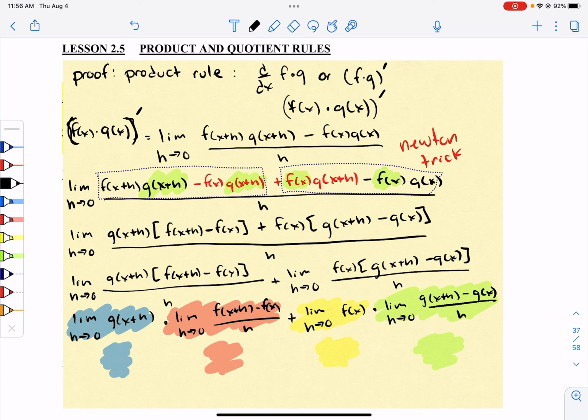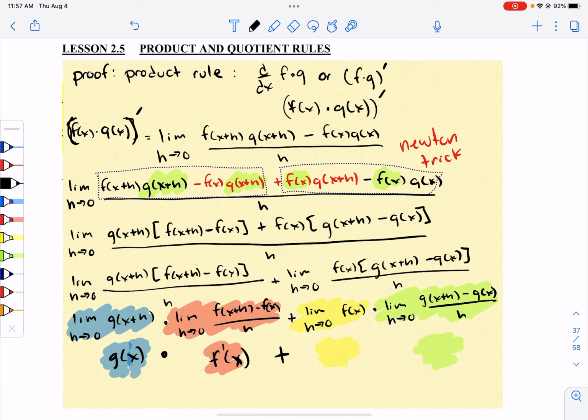So the first one, the limit as h goes to 0, if I plug 0 in, g of x plus h, if h is 0, that just becomes g of x. You okay with that? So that first one just becomes my original g of x function, multiplied by the limit as h goes to 0 of f of x plus h minus f of x over h. I can't plug 0 in. But do you recognize that formula? That's my derivative formula. So that whole thing right there is actually just f prime of x. It's the derivative of f.